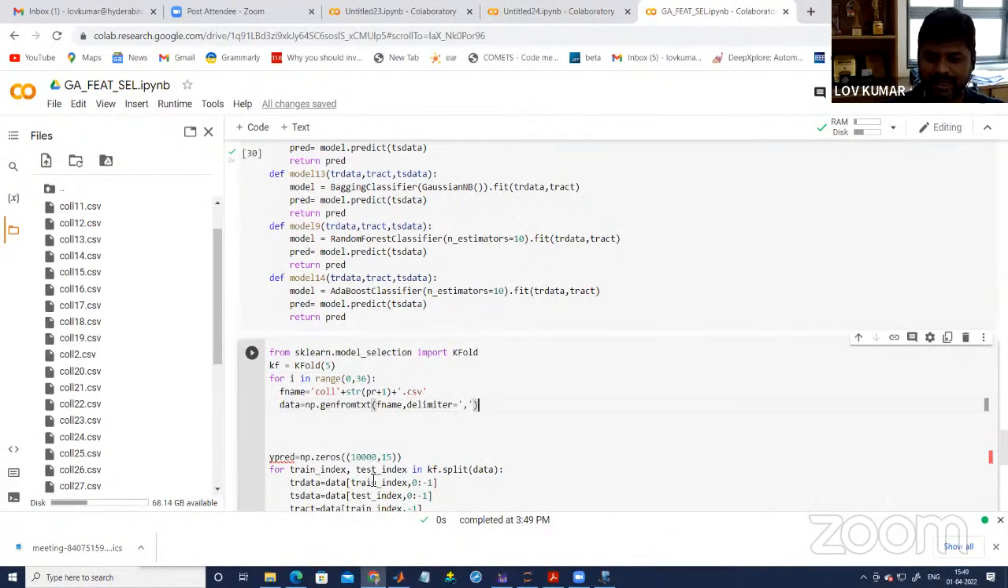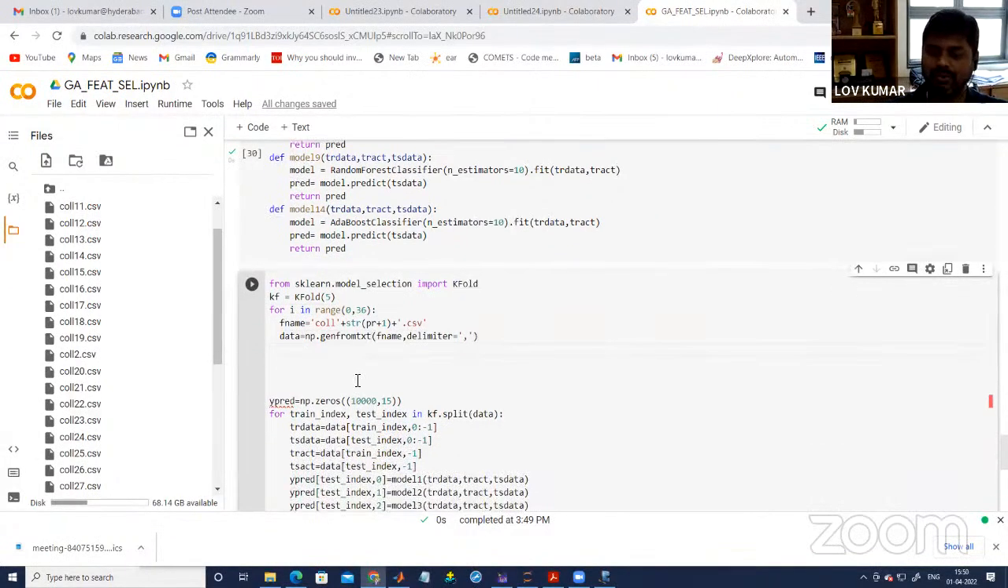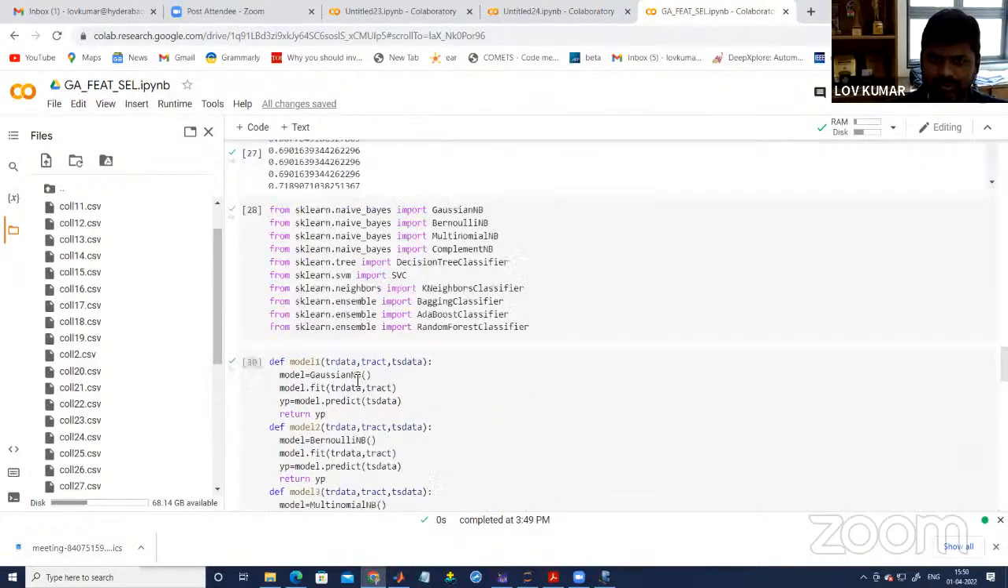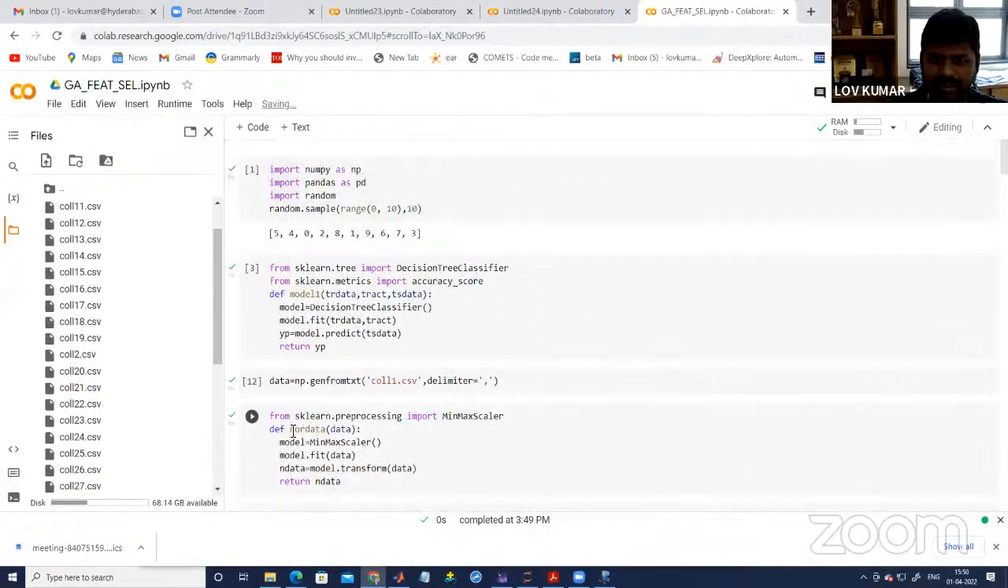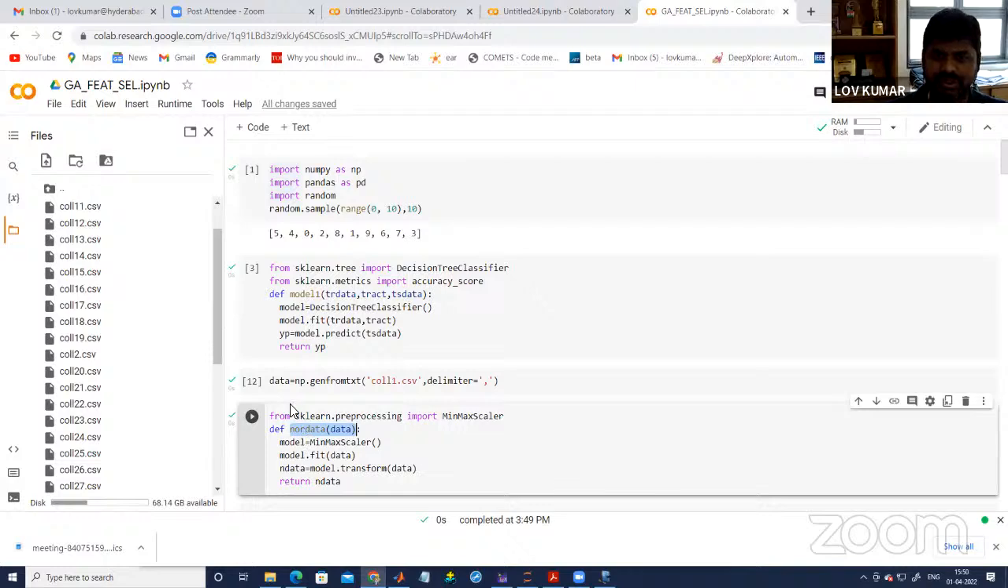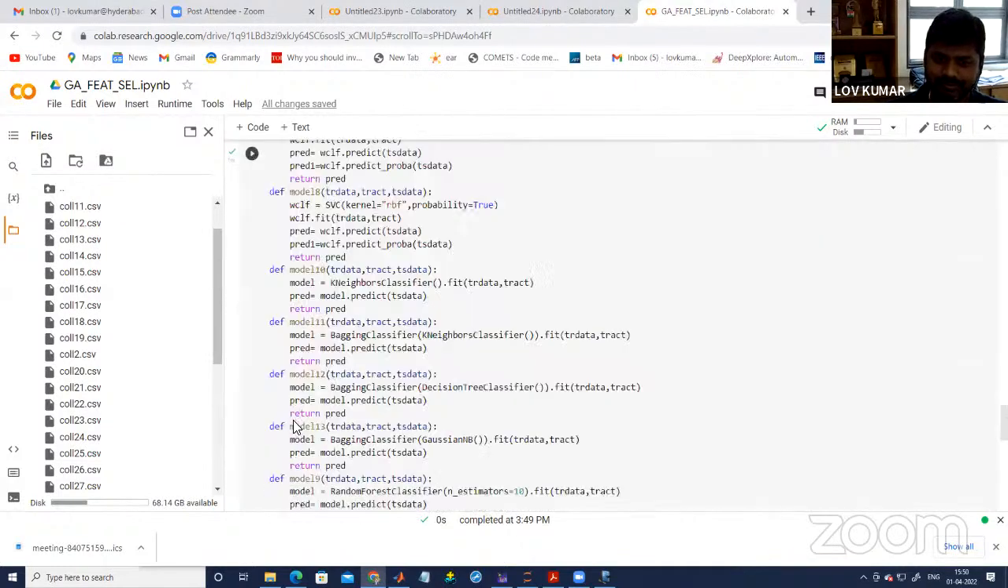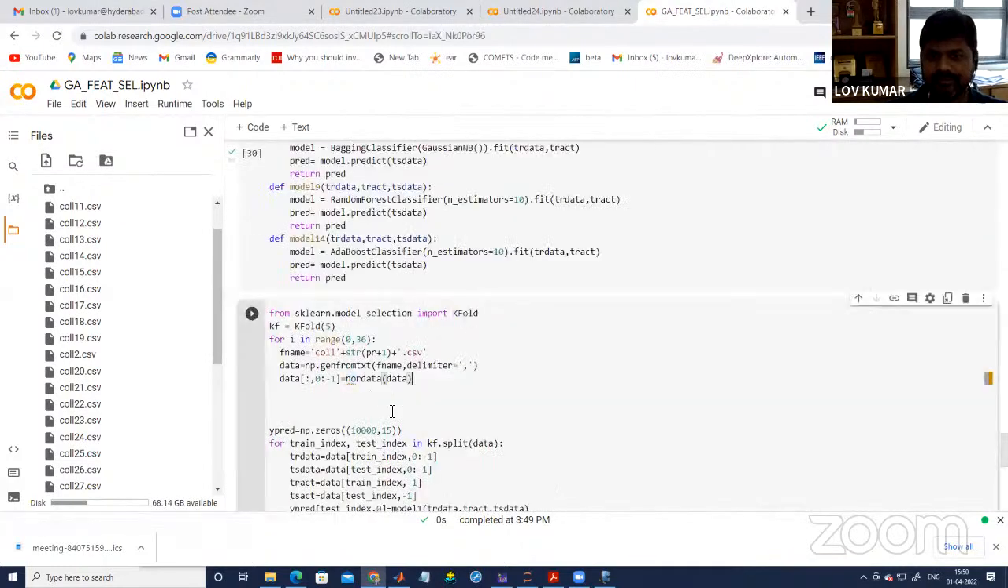Once we are reading the data, we are going to normalize it using the normalization technique. So we write data of 0 to -1 equal to normalized data. We have to check the name of the function. Normalized data of all columns 0 to -1.